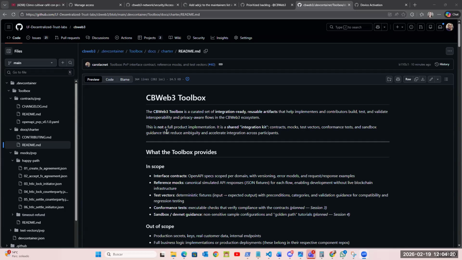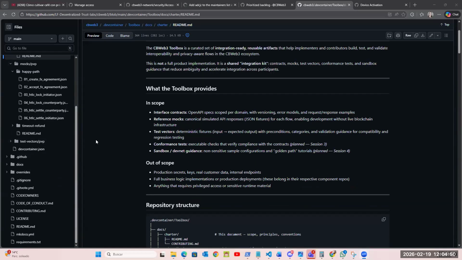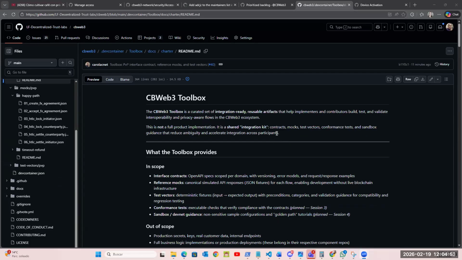Okay, so we have our repository. If maybe you don't know what it is, it is in CBWeb3 in the Linux Foundation Decentralized Trust Labs. And yes, again, the name is CBWeb3. In that, you can now find a big structure of all the things that we already have. You can find the documents regarding what we are building. And for this session, we have the mockups and some artifacts for the toolbox.